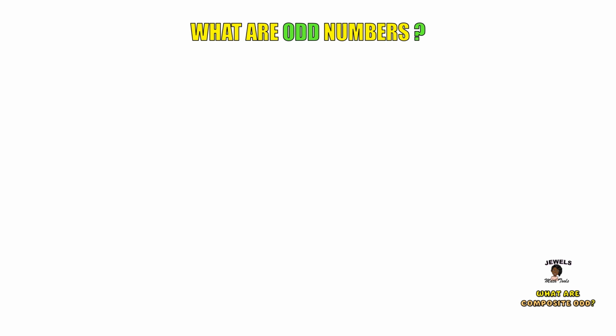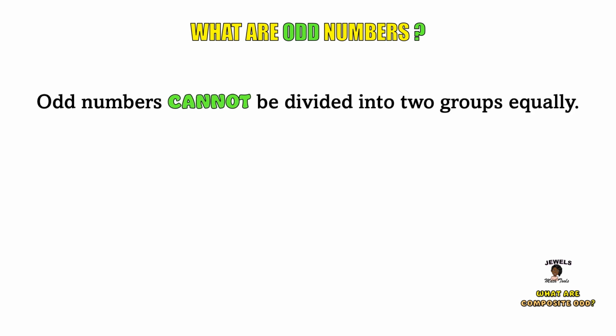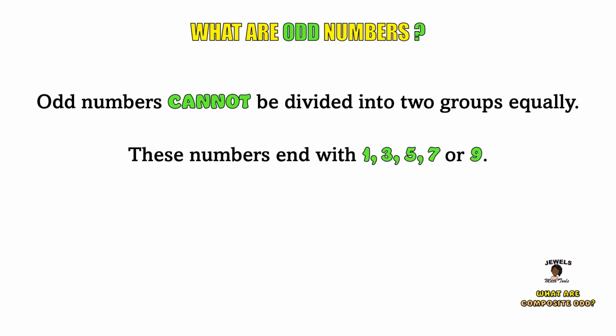We then later learned in another video that odd numbers are the numbers that we cannot divide into two groups equally. That means anytime we attempt to divide these numbers into two separate groups, they will always have a remainder. And these types of numbers end with 1, 3, 5, 7, or 9. And again, some examples of odd numbers would be 15, 7, and 29.